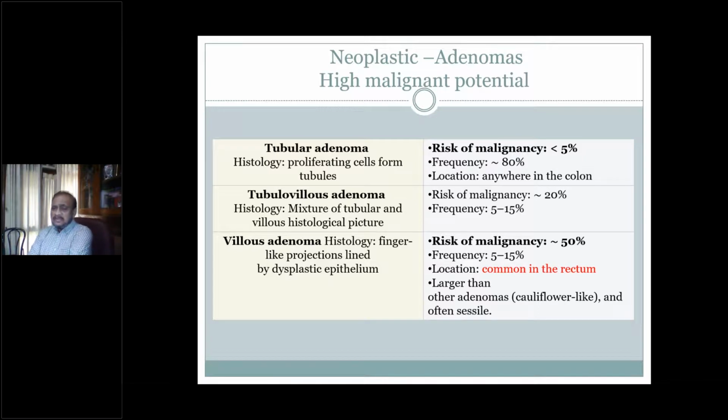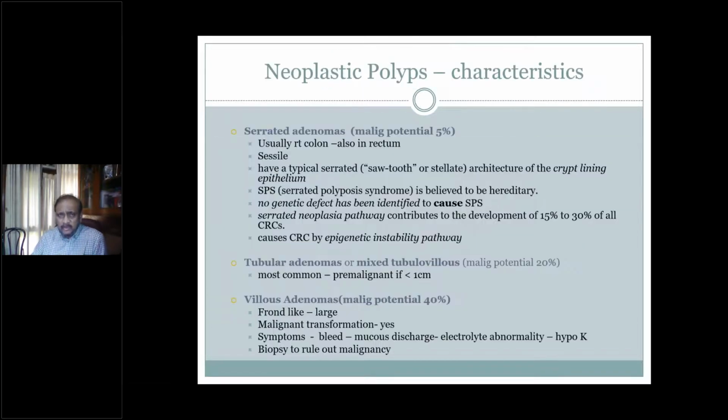Now, as I said earlier, the villous adenoma is common in the rectum, larger than other adenomas, and appears like a cauliflower. So the appearance on colonoscopic examination, in one you have a cauliflower-like growth, in the other you may have a pedunculated or a sessile outpouching in the form of a real polyp, right? Villous adenomas, remember, are usually sessile, as opposed to tubular adenomas, which are pedunculated, or tubulovillous adenomas, which could be pedunculated or sessile.